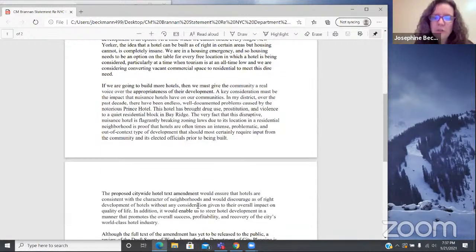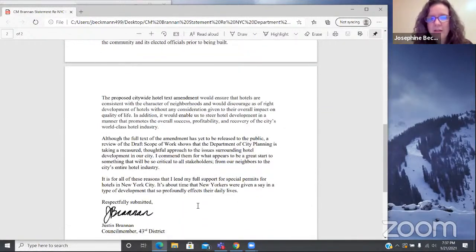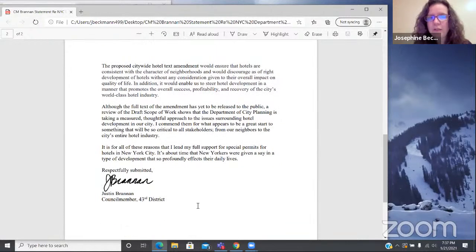All the things we pretty much covered when we looked at the C8 district, the M1 citywide, when we looked at it back in 2018.